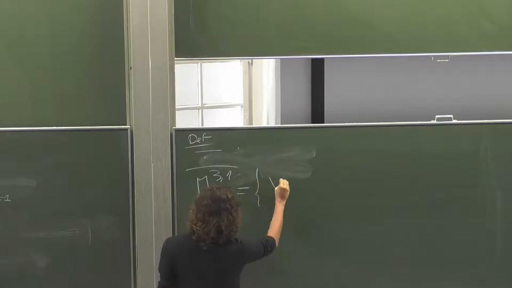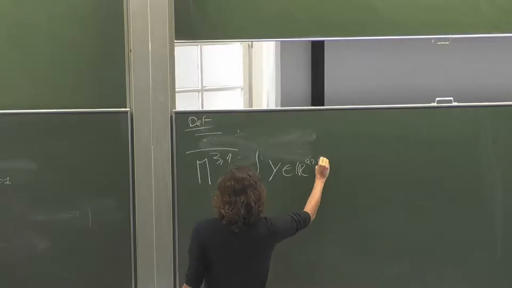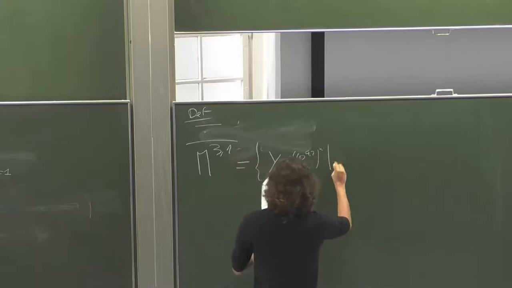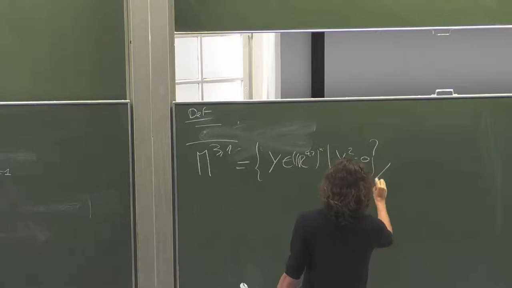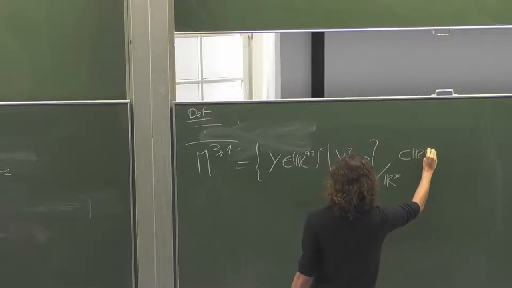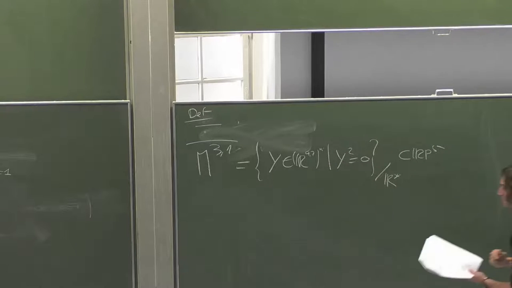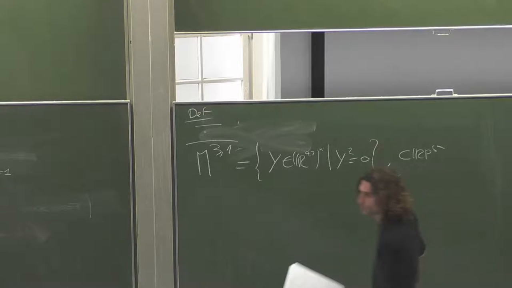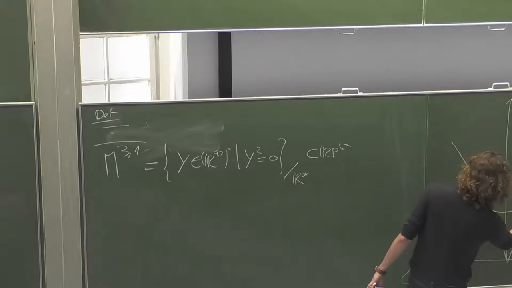The space of Y in R^{4,2}-star such that Y squared equals zero. So, in this null cone, and then you quotient by R-star. And this lives in a quadric now, RP5. So what is this object in the picture? Well, this is the null cone, right? This is the quotient of the null cone, so this is this picture.